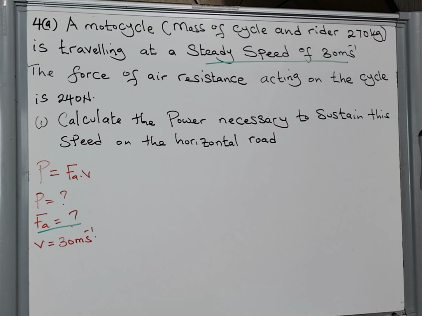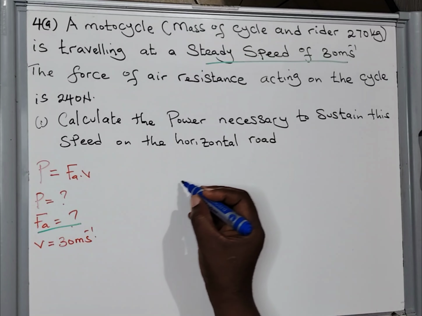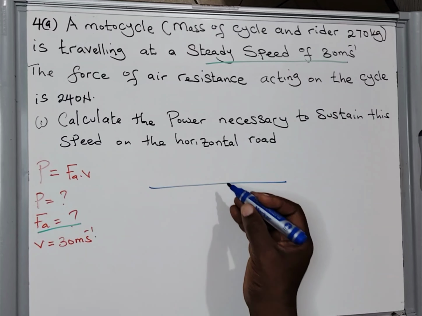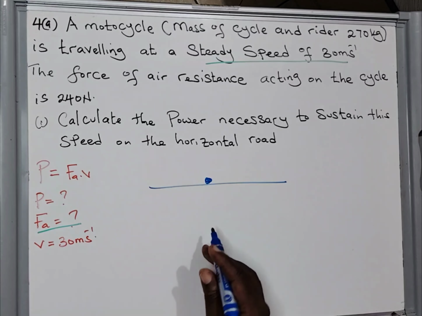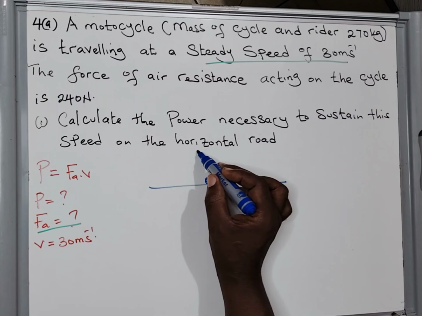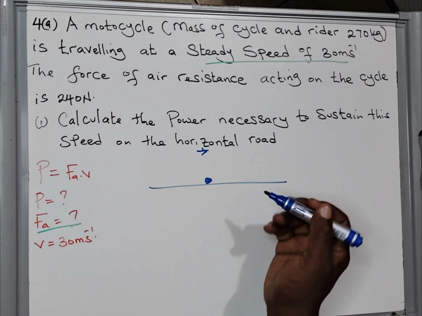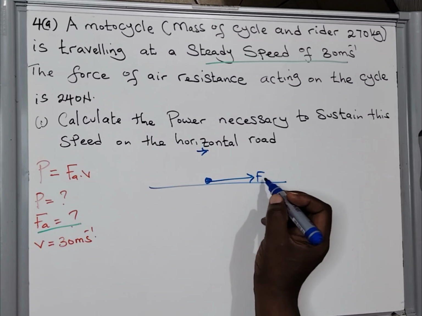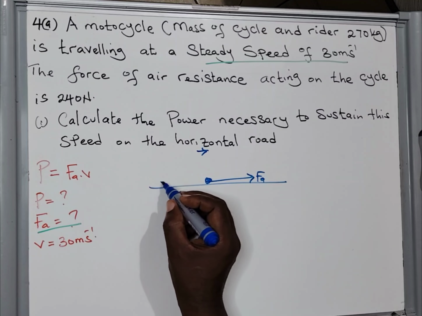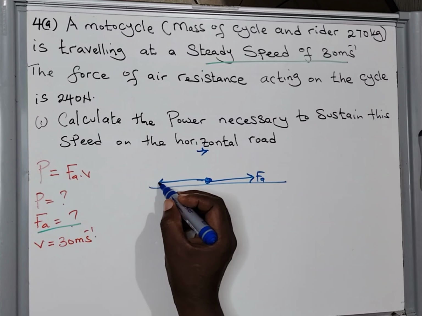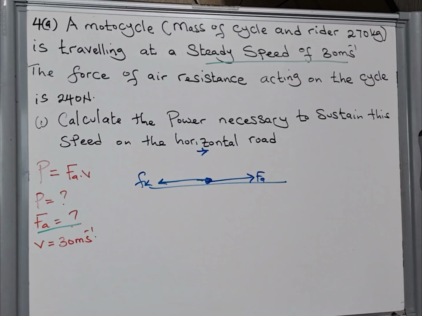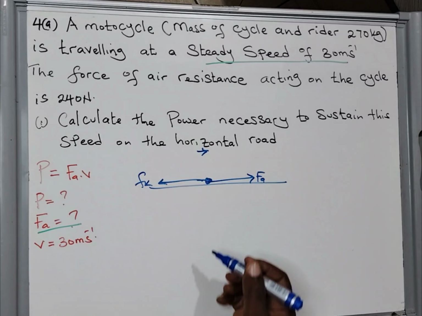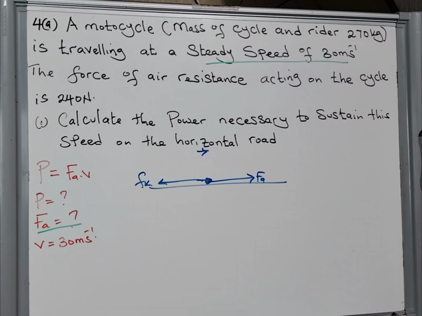So this pushes us to the free body diagram. Okay, this is our assumption. It's a horizontal road. So we'll have this one as our motorcycle. If we assume it's traveling this side, let us look at the forces which we know. We know the force applied, created by the engine, and we know the resistive forces which are acting opposite to displacement.